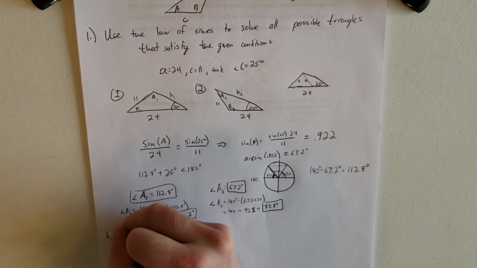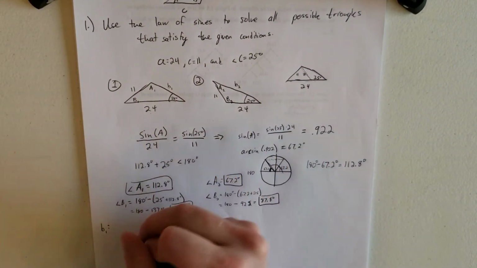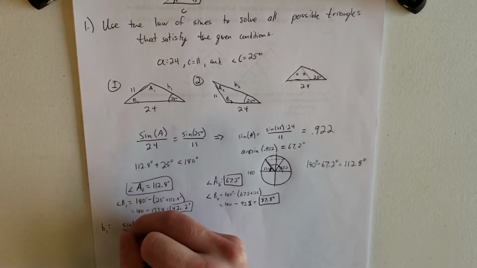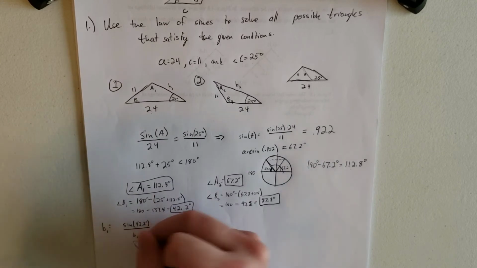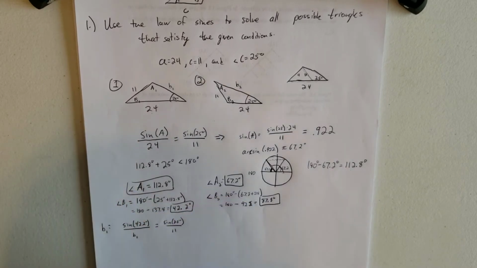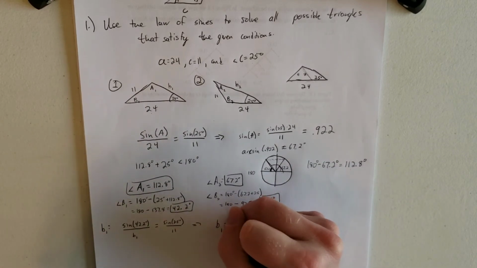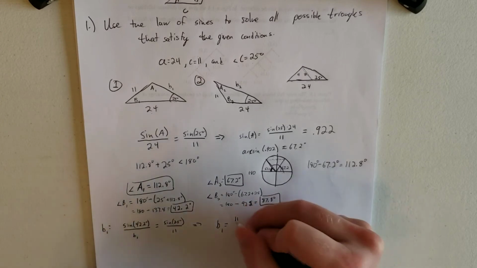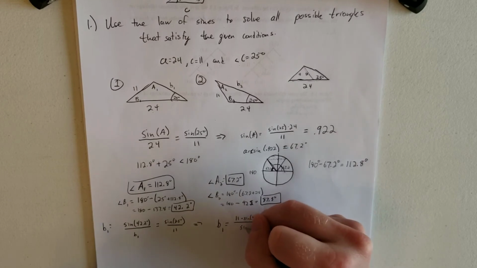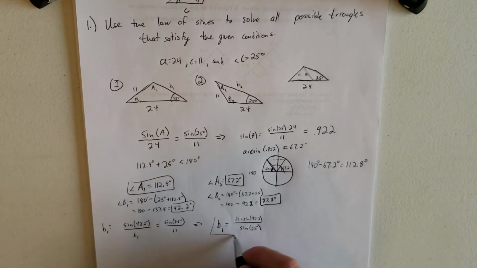Well, B1, how do we find that? Well, we use our law of sines again. So this is sine of 42.2 degrees all over B1 is equal to sine of 25 degrees over 11. Well, if we solve for B1, this turns out to be that B1 is equal to 11 times sine of 42.2, again, we're all in degrees, divided by sine of 25. Plug all of that into the calculator to find B1.